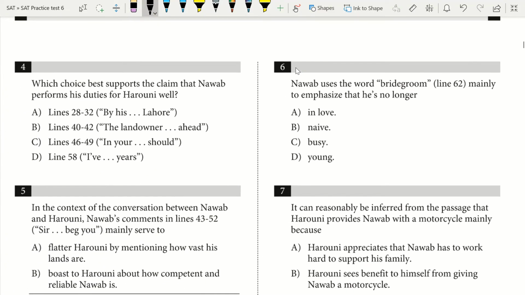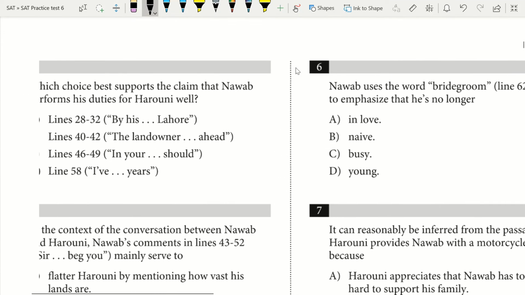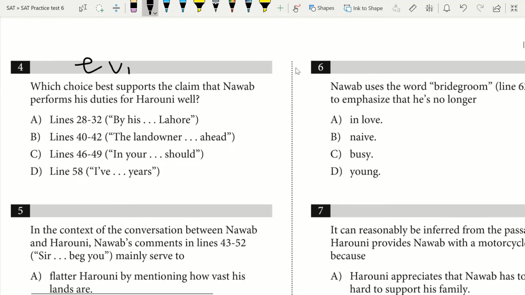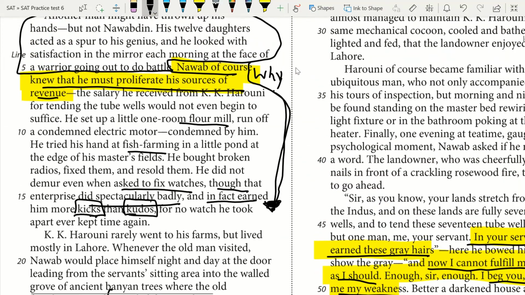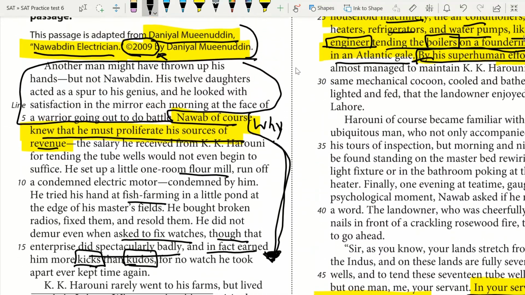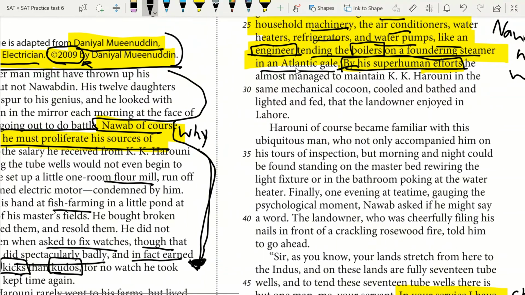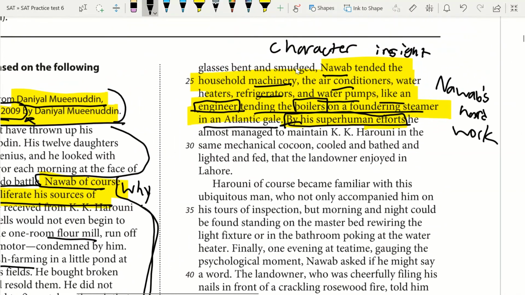All right, 4, which choice best supports the claim that Nawab performs his duties for Haruni well? Okay, this is just an evidence question. Anytime we're asked just to provide lines that support a claim, that's an evidence question. In this case, we don't have to come up with our own claim and question before we're given it. So the claim: Nawab performs his duties for Haruni well. Well, that's really going to be where we talk about how Haruni's life in this city that he's in, tended by Nawab, is just as good as it is in the city. So I believe that's right here, okay, where we talk about that same mechanical cocoon.